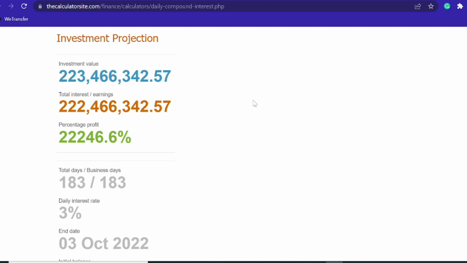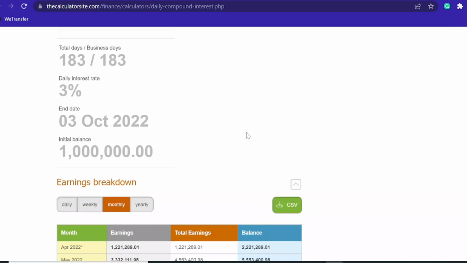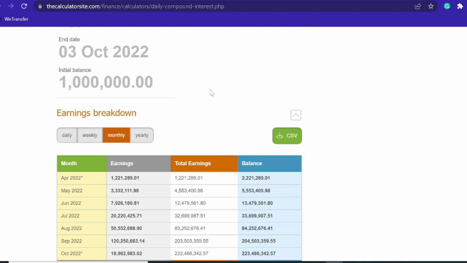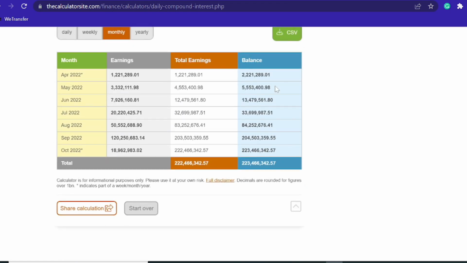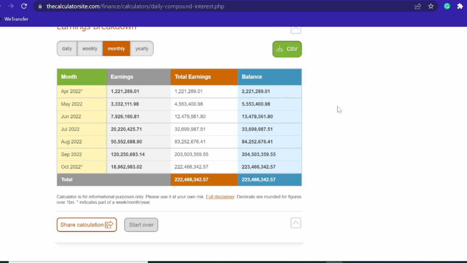Some people will say, this is not true. It is true. People are cashing out. There are people who have made up to 1 billion on the platform and they're beginning to withdraw their money. This is very true. This is the initial balance. Now, take a look at the breakdown here. Look at it here. So this is the thing. Guys, take advantage of this platform and make good money for yourself.